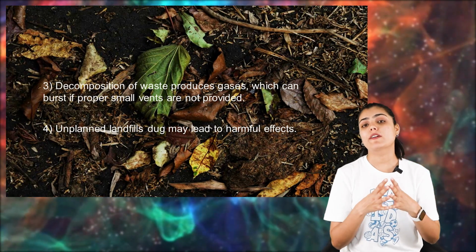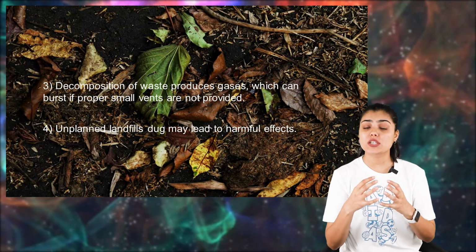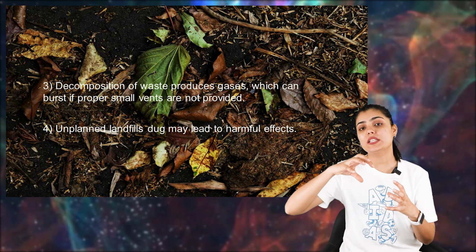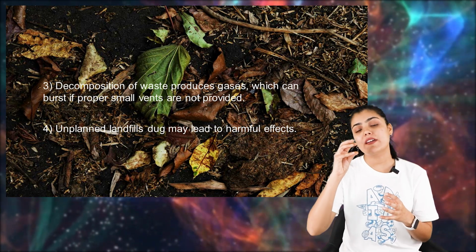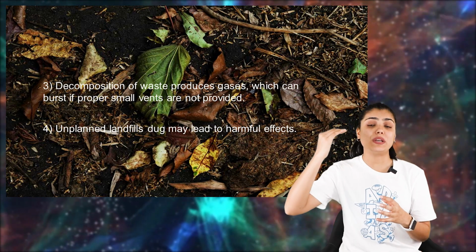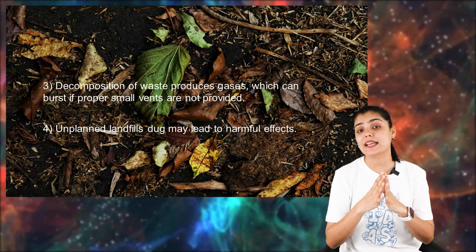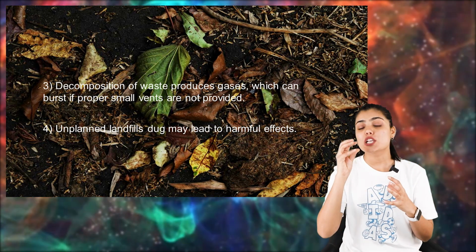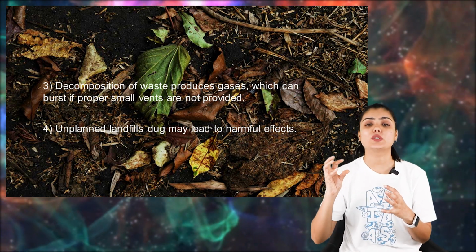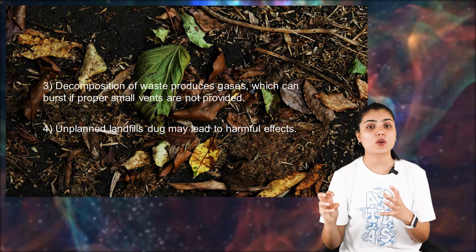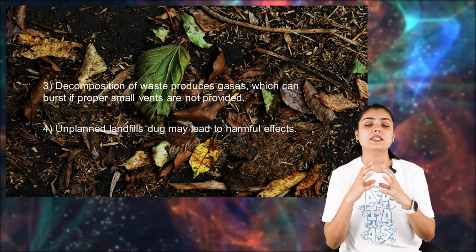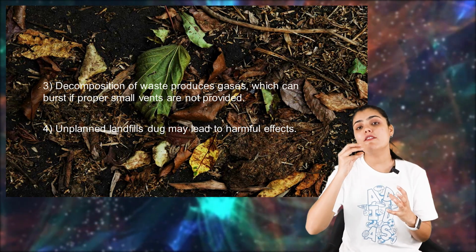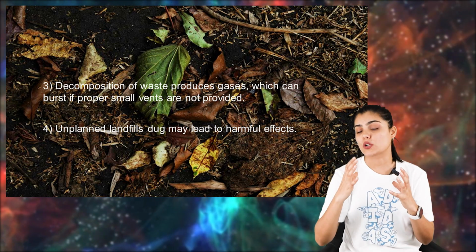Another demerit of control tipping is that decomposition of the waste product will release certain gases. It will produce certain gases, and if small vents are not made for the gas to be released out of the soil, then the gas might burst. Therefore, small vents are required in control tipping method. If those small vents are not present, the decomposition of the waste will produce certain gases, and these gases will burst if small vents for these gases to move out are not made.